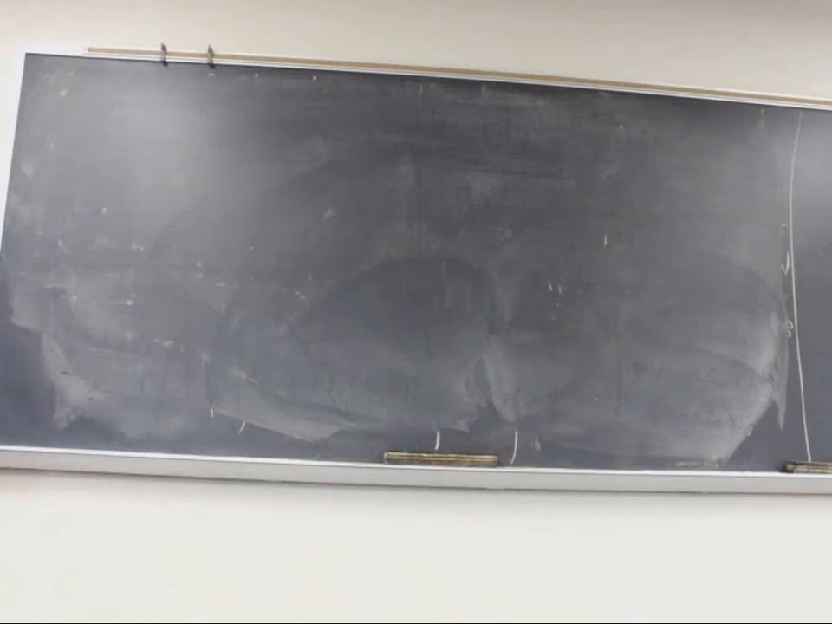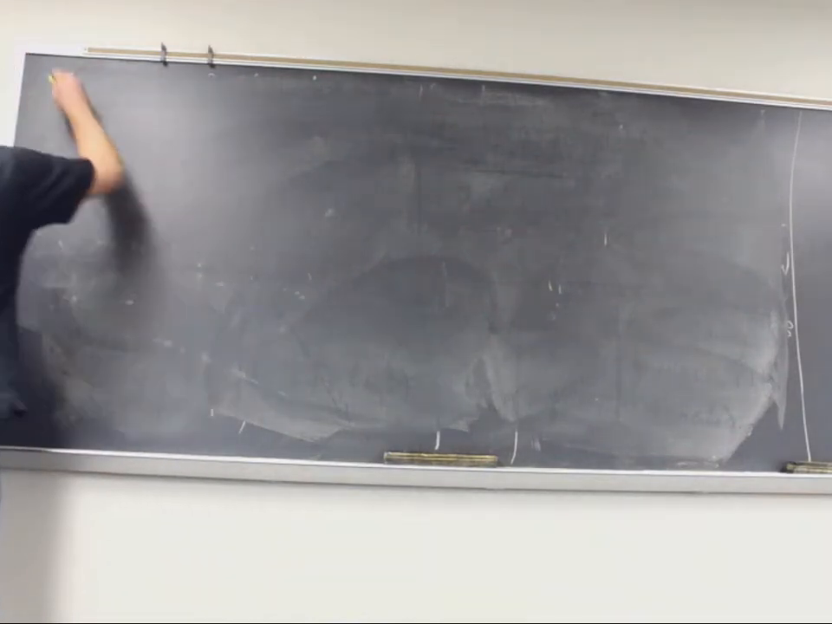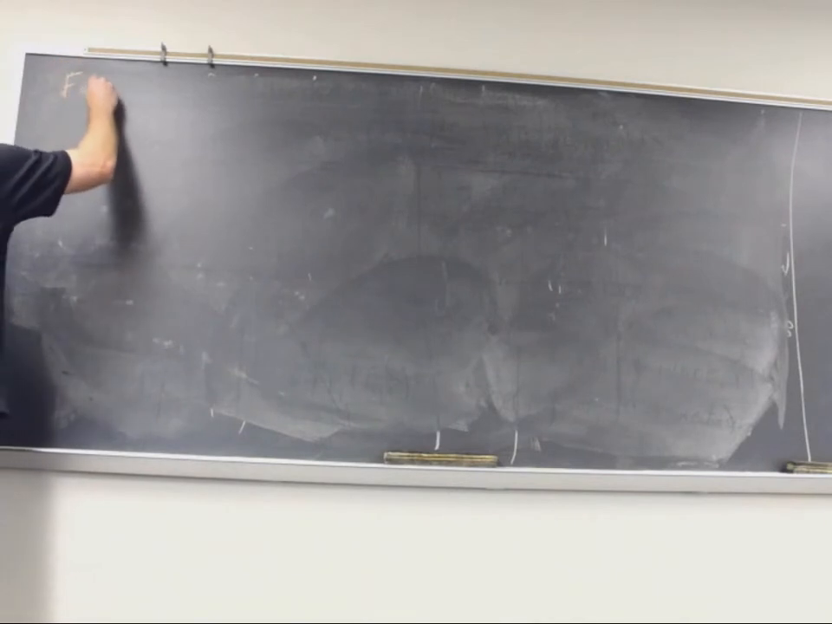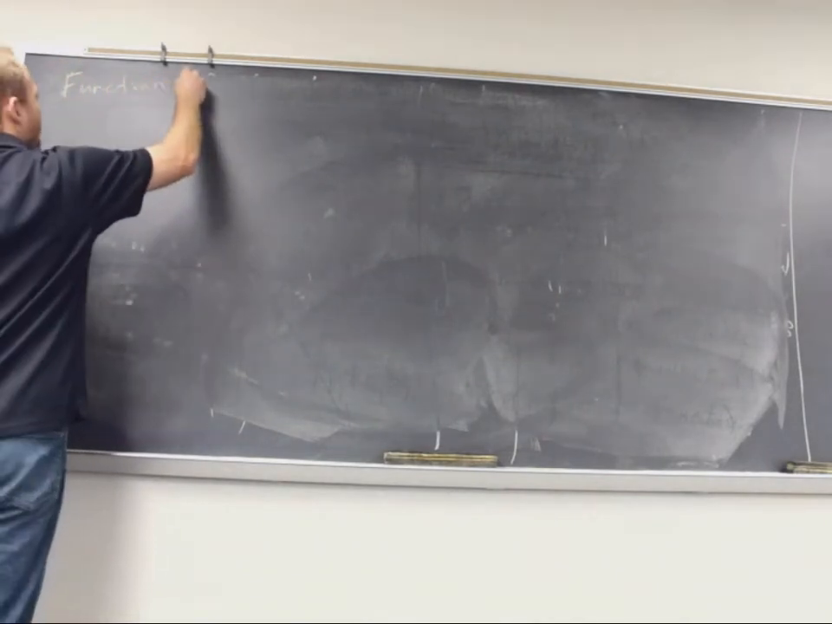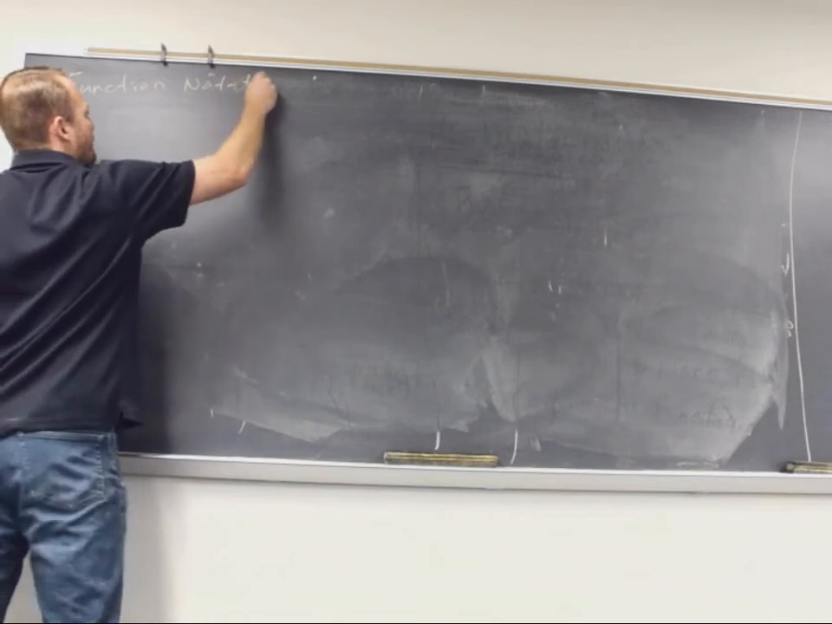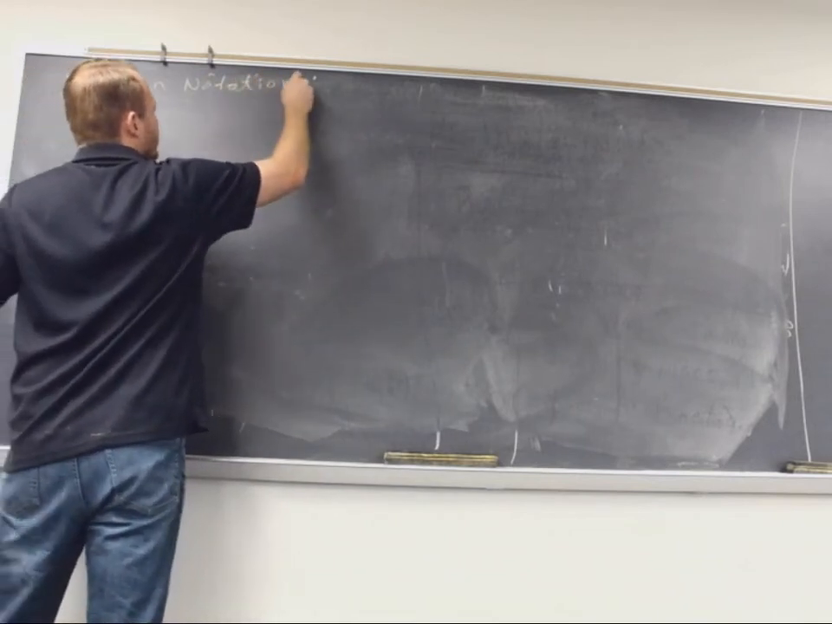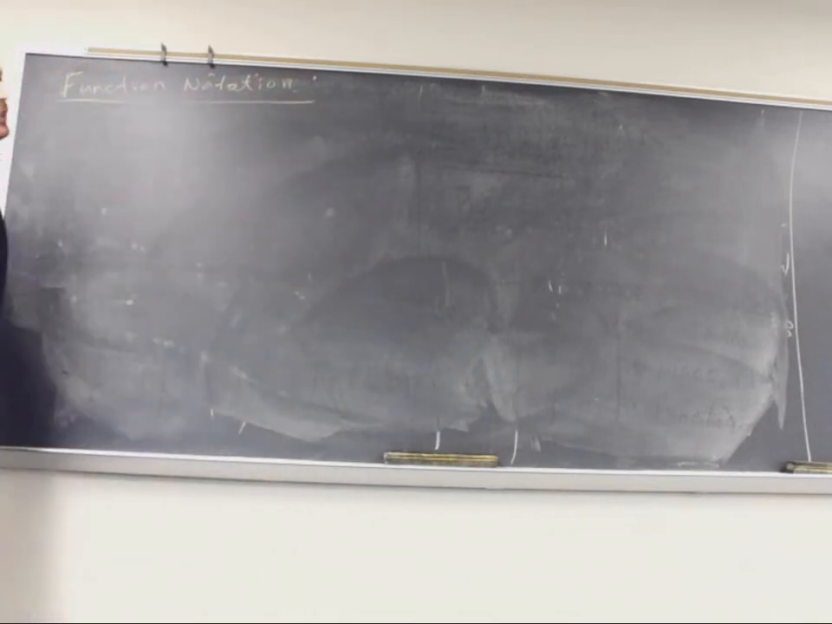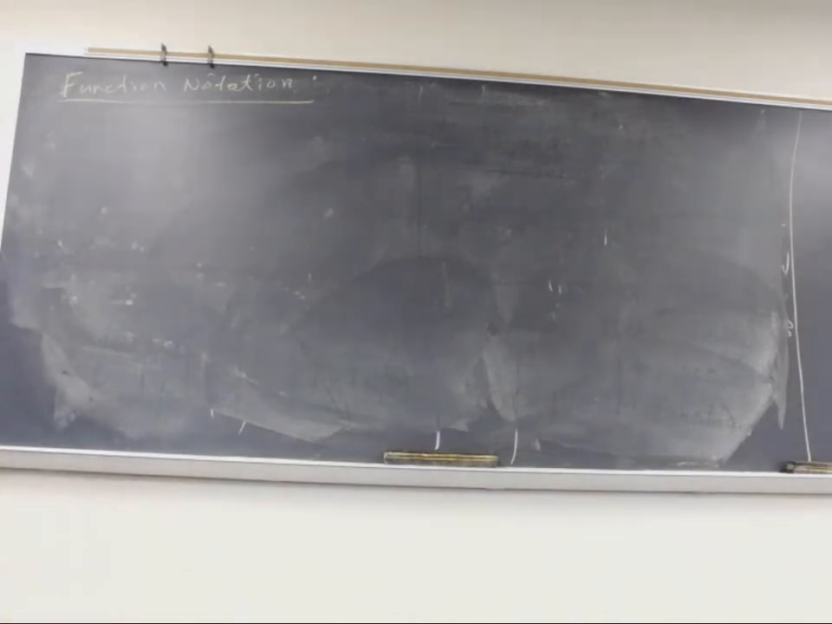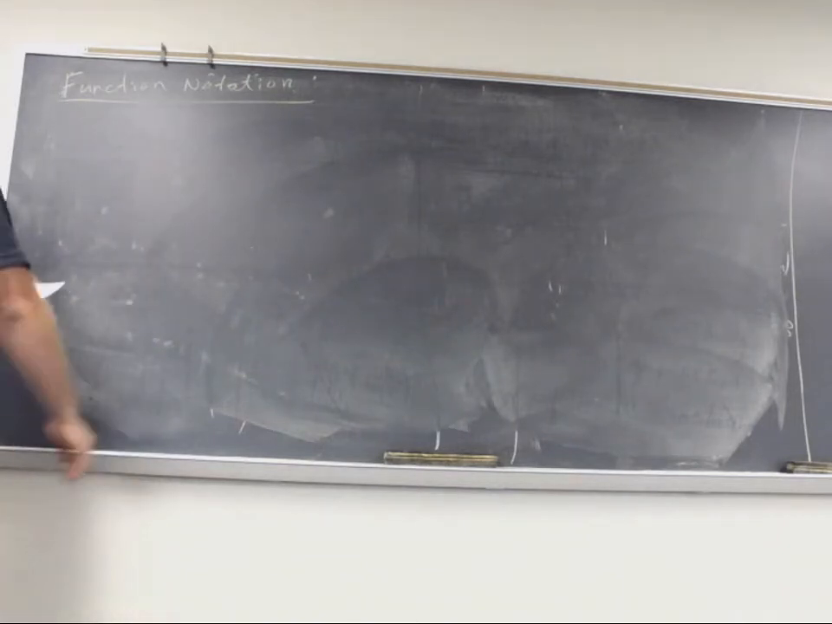All right. So let's look at what's called function notation. Function notation allows us to rewrite the way a function looks, to condense our writing a little bit, and it lets us be a little more dynamic. And I'll show you why here in a second.